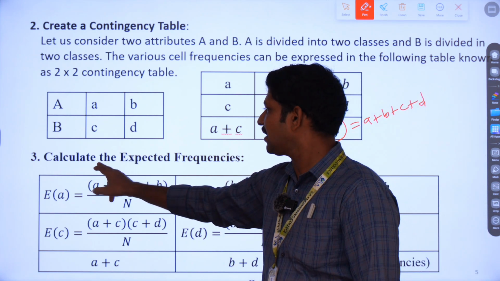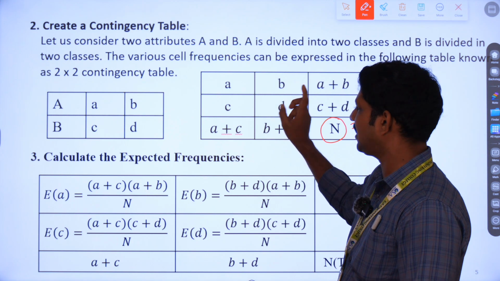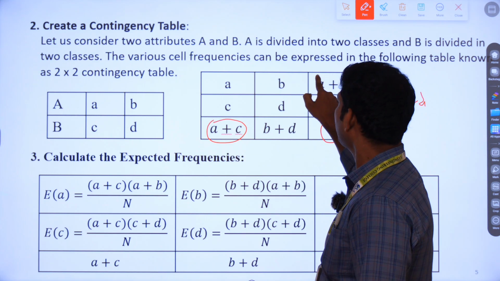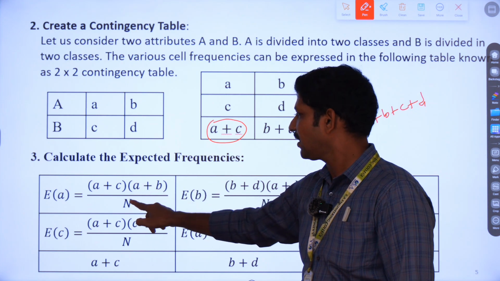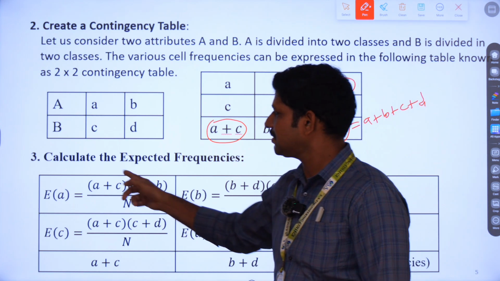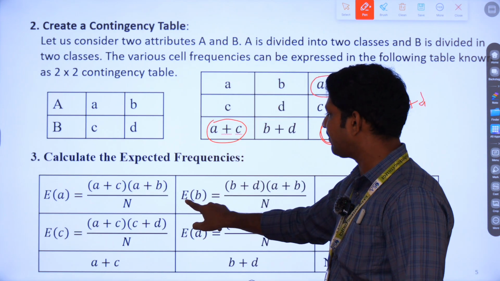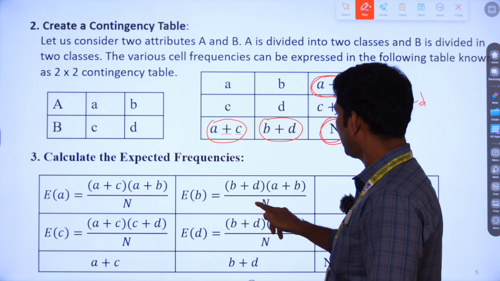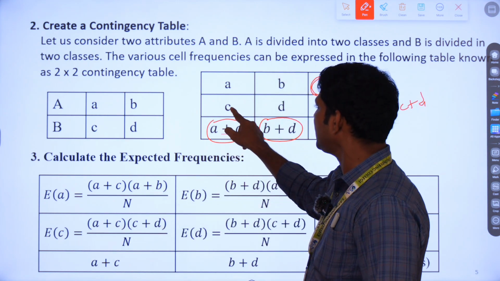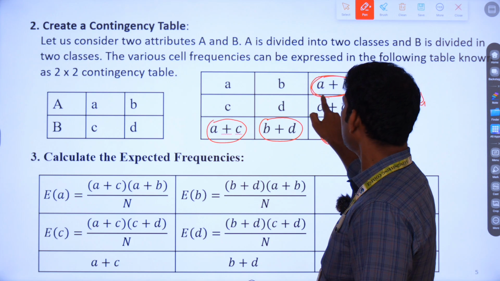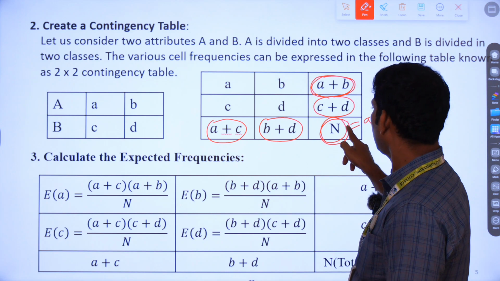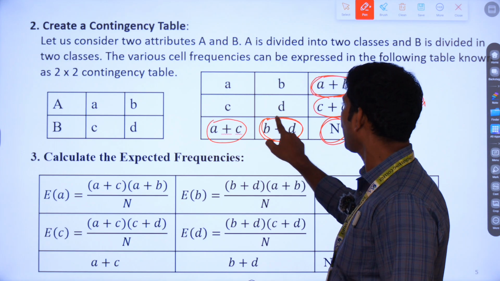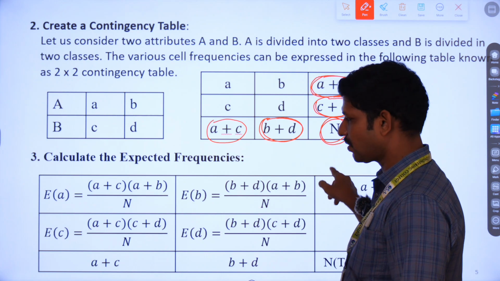Next we need to calculate the expected frequency for each of the cases A, B, C and D. The expected value E of A is equal to the column total A plus C multiplied by the row total A plus B, in the numerator, divided by the total frequency capital N. Next, the expected value of B is the column total B plus D multiplied by the row total A plus B, divided by capital N. As well as E of C: the column total A plus C multiplied by the row total C plus D in the numerator, divided by capital N, which is the total frequency. And the expected value of D is the column total B plus D and the row total C plus D divided by capital N, the total frequency.